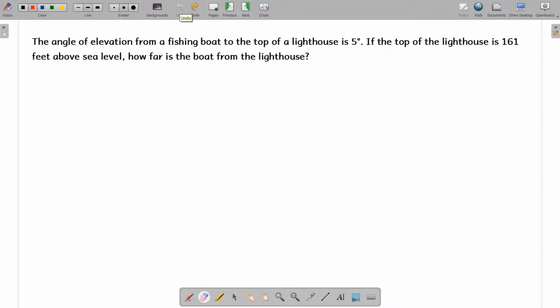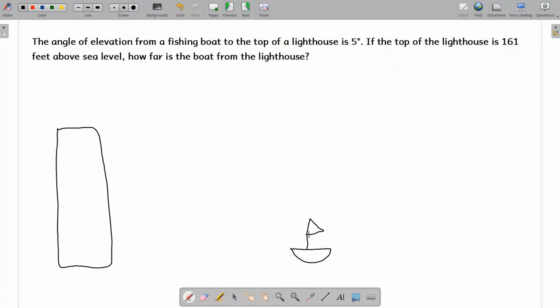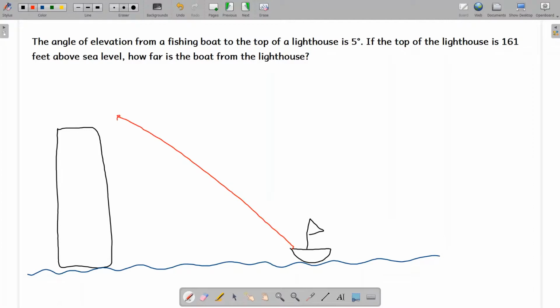All right, so for this first one, we have a fishing boat and a lighthouse. So I'm going to draw the lighthouse. It's going to be a very simple lighthouse. And we've got a boat out here. And let's draw some water just for fun. So the boat is looking up towards this lighthouse. Let me draw this a little bit better here.